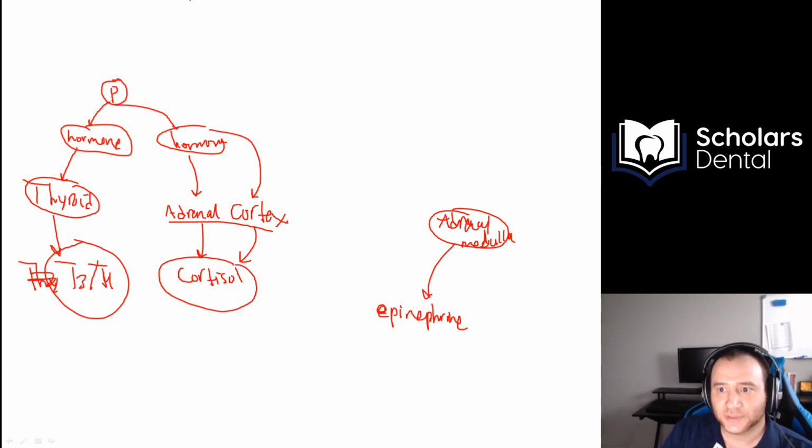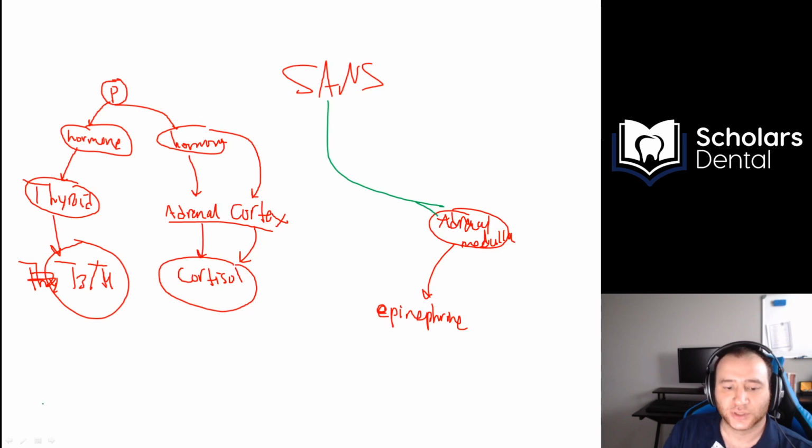So how does that happen? It's because your sympathetic turns on and it's connected. Imagine it's electrically connected to the adrenal medulla. So that's why your adrenal response is so much faster than all these other hormones.